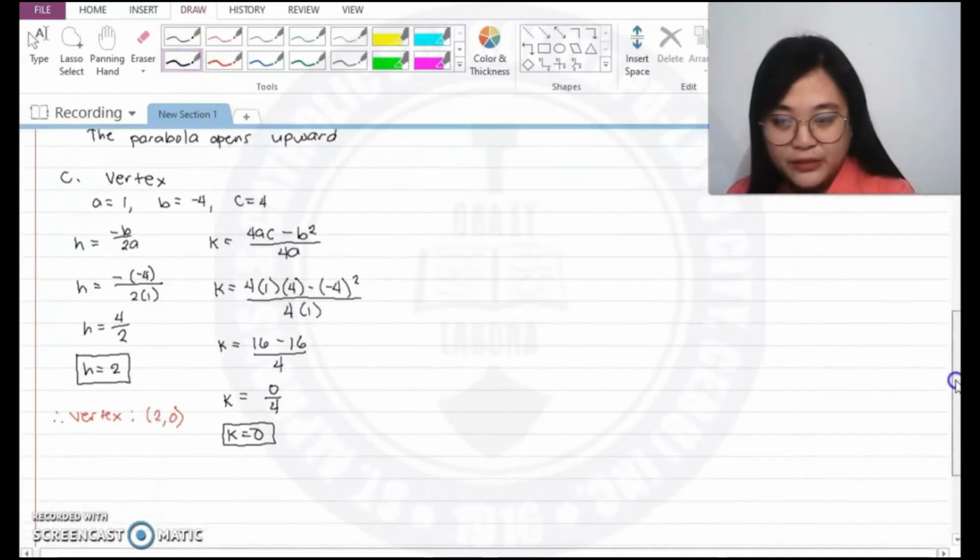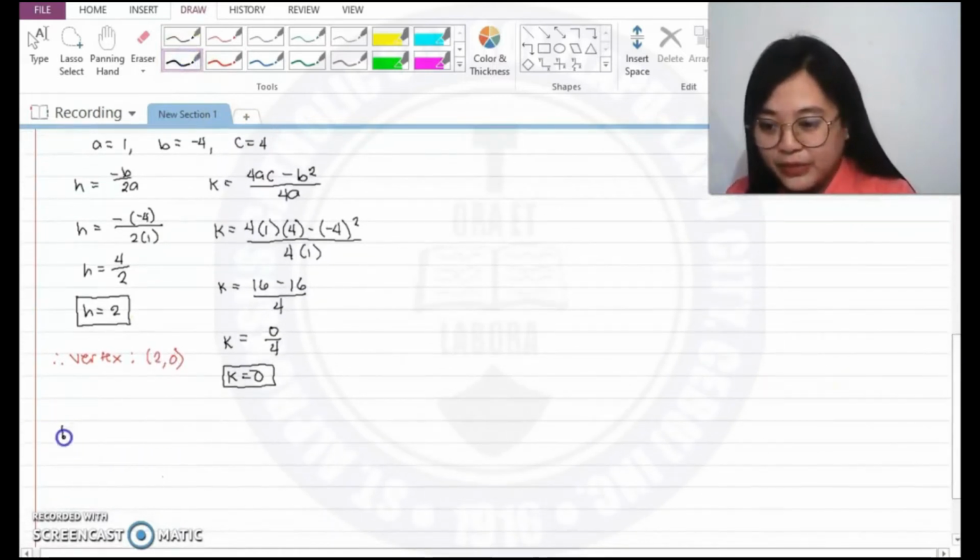Next, for letter D, you need to identify the axis of symmetry. We already know that the axis of symmetry is equal to h, and our h is equal to 2. Therefore, our axis of symmetry is 2.